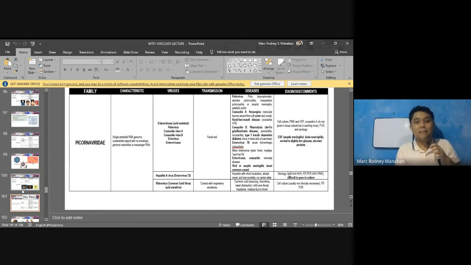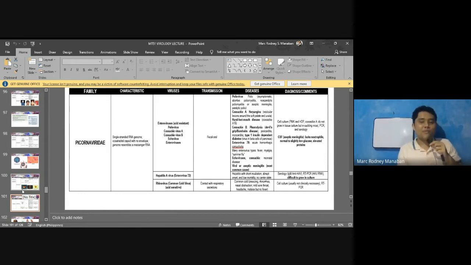So pico is already in the name, it's from the Italian word piccolo, which means small. All right? So small RNA. picoRNA viridae, right? So it's in the name, it's a small RNA virus. True enough, single-stranded RNA genome, no envelope, and the genome already resembles a messenger RNA. So meaning, once it enters the cytoplasm of the host cell, its genome can be translated immediately to become proteins of its virus. So, right?